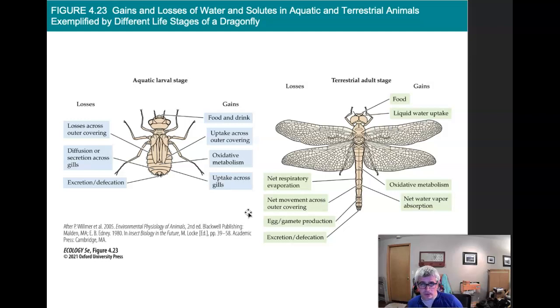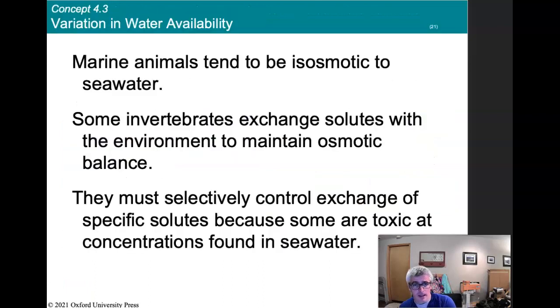Gamete or egg production, all of that is a net loss of water, as well as excretion and defecation. Here, they have to take in food as well as potentially drink water. Still some gain through metabolism, and then net water vapor absorption if possible. So it's just kind of interesting to think about the differences between life stages and how organisms deal with water loss and gain.